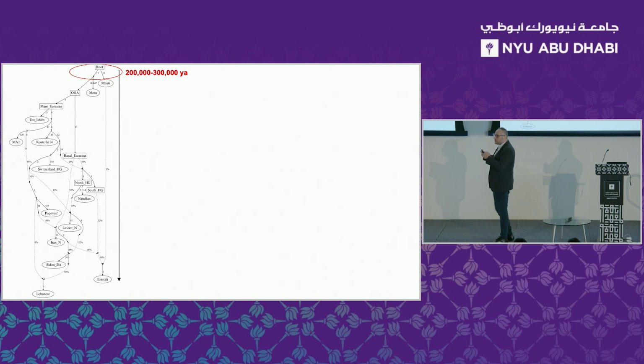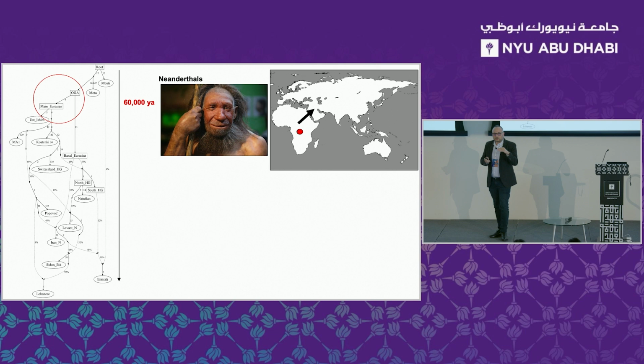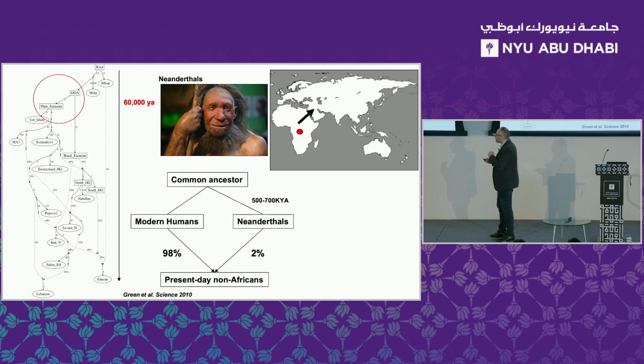As I mentioned before, Middle Easterners and all other human populations coalesced around 200, 300,000 years ago, and Middle Easterners are not an exception to this. At 60,000 years ago, as I also mentioned, people exited Africa. And when people exited Africa, they met another human species called the Neanderthals. So today, all modern humans living outside Africa have around 2% of our genomes coming from Neanderthals. Modern humans and Neanderthals have a common ancestor around 500, 700,000 years ago, and when people exited Africa, they mixed with Neanderthals.